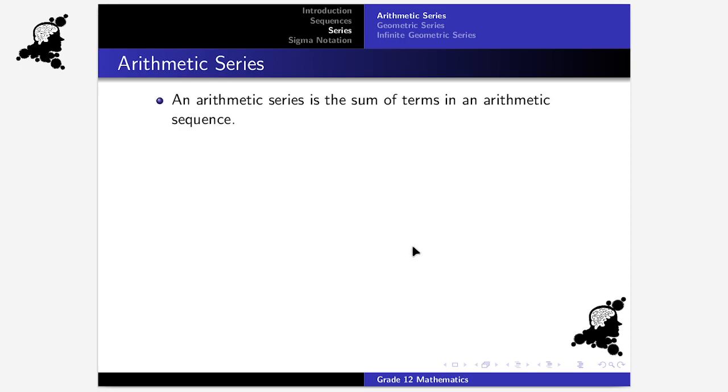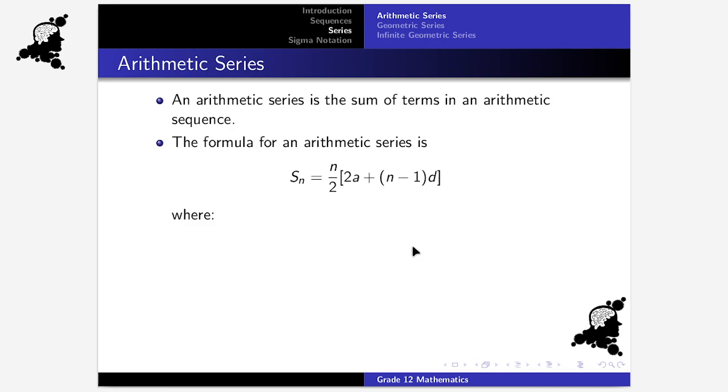So we start off with the arithmetic series. Simple definition of an arithmetic series: it's the sum of all of the terms in an arithmetic sequence. Now we have a formula for an arithmetic series. This formula should be provided to you in your formula sheet, but I would recommend that you know this formula like the back of your hand. Sn represents the sum of the first n terms. Please note, we're not talking about the first term or the fifth term. We're talking about the sum of n terms.